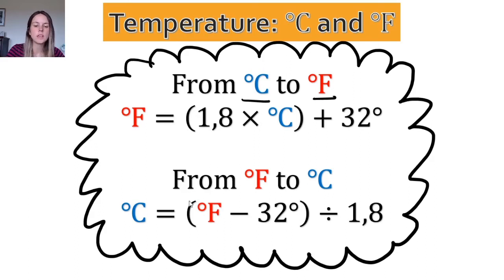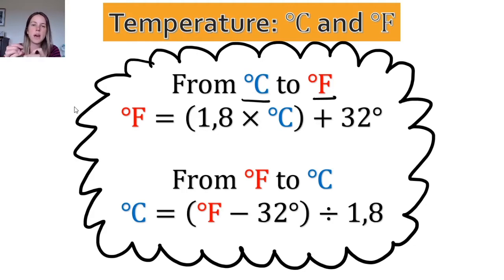Equation 2 is where you have your unit in degrees Fahrenheit and you want to convert it into degrees Celsius. You can see I color coded. All the degrees Celsius will be in blue and all the degrees Fahrenheit will be in red. So for the second equation, you will take your degrees Fahrenheit and subtract 32 degrees. That answer you're going to divide with 1.8.